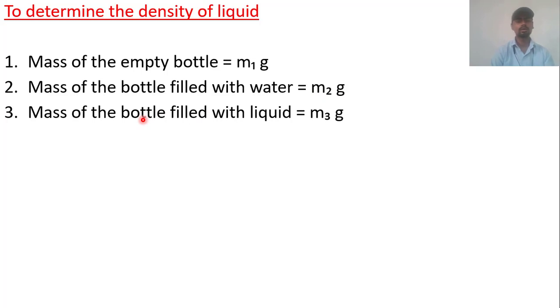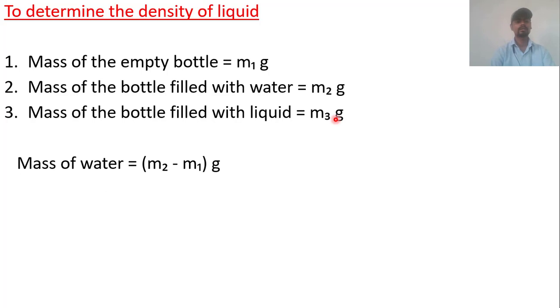Now the third thing: remove the water and fill some other liquid, say kerosene or diesel or petrol. Again measure the mass of the bottle filled with liquid. This liquid could be anything, and the mass you get is M3, the mass of the bottle filled with liquid. So here we have three masses: M1, the empty bottle; M2, the density bottle filled with water; and M3, the density bottle filled with the liquid.